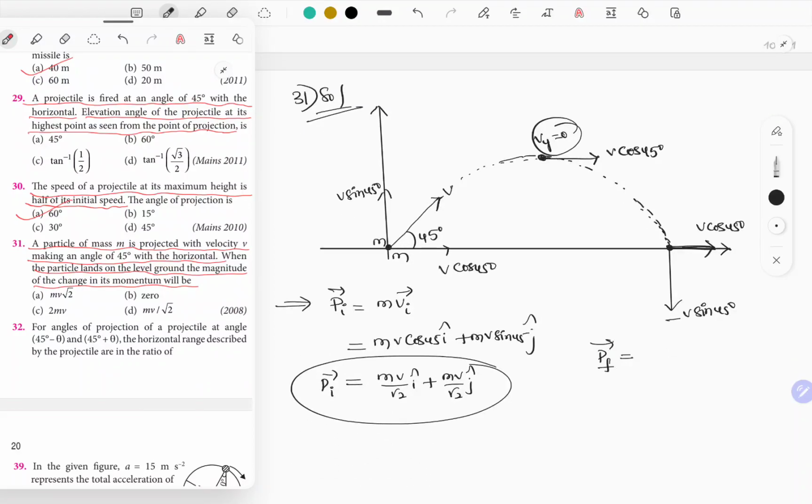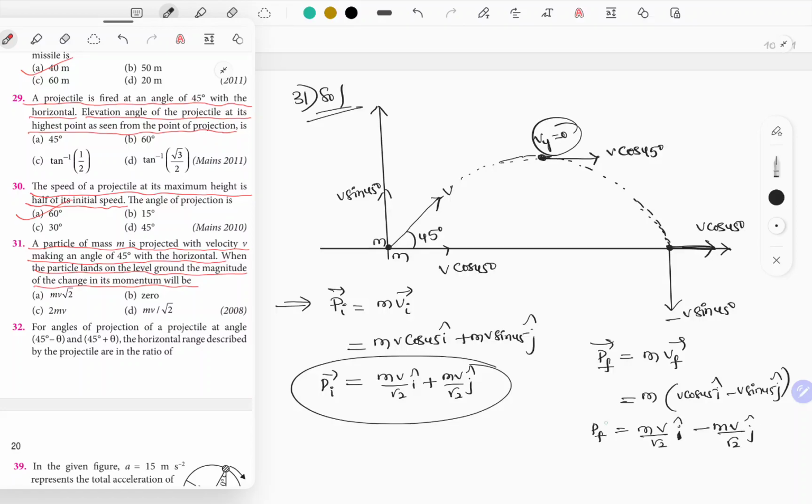So let me represent this in vector notation. Final momentum p is equal to m into v final, which is m into v cos 45 i cap minus v sin 45 j cap. Why minus? When it is hitting the ground, the vertical component of velocity is going to be negative. So finally it is mv by root 2 i cap minus mv by root 2 j cap.